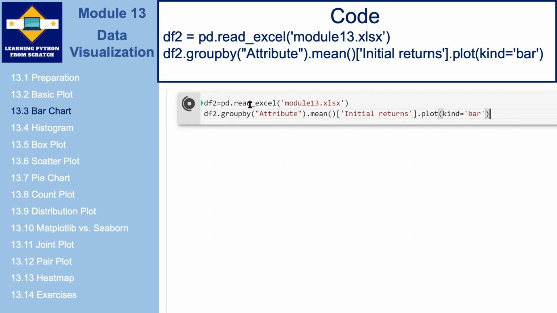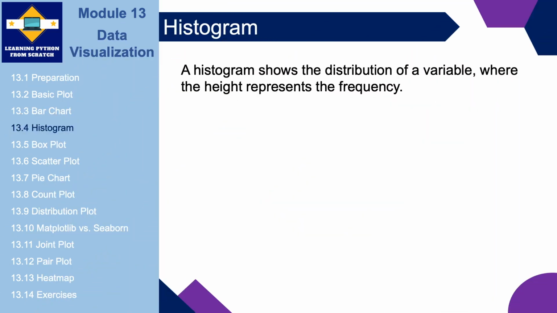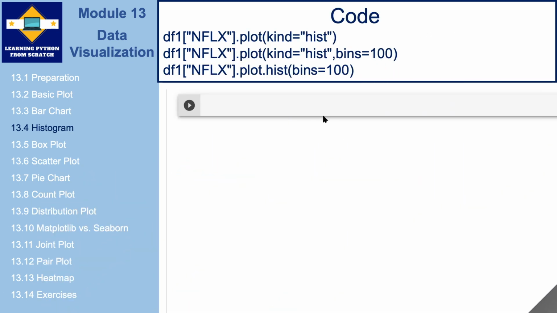And when we run it, now you should be able to see that this is the returns by attributes. A histogram shows the distribution of a variable, where the height represents the frequency. Let's try to use a histogram to show the distribution of Netflix daily stock price.